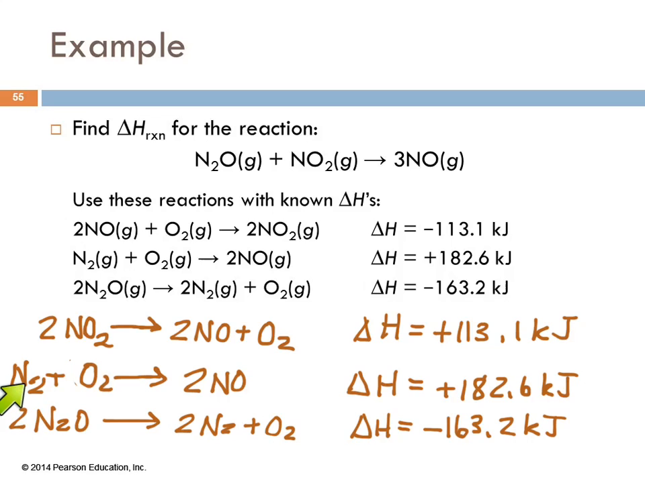Well, I've got two of these. If I multiplied this whole equation by 2, let's try that. So I'm going to use a different color here. I'm going to put a 2 in front of the N and a 2 in front of the O, and this is going to become a 4. If I double the amount of the reaction, what do I have to do to delta H? I have to double it as well. So then doubling this, I multiply this by 2.